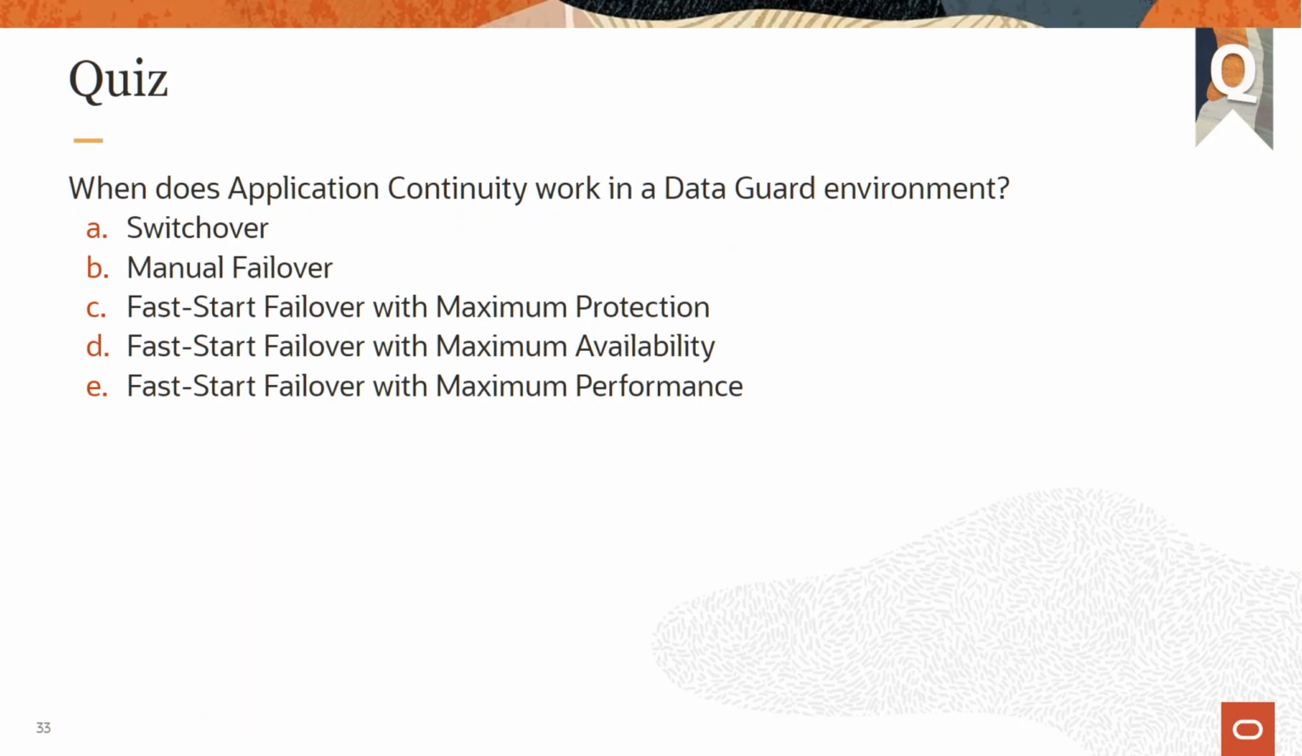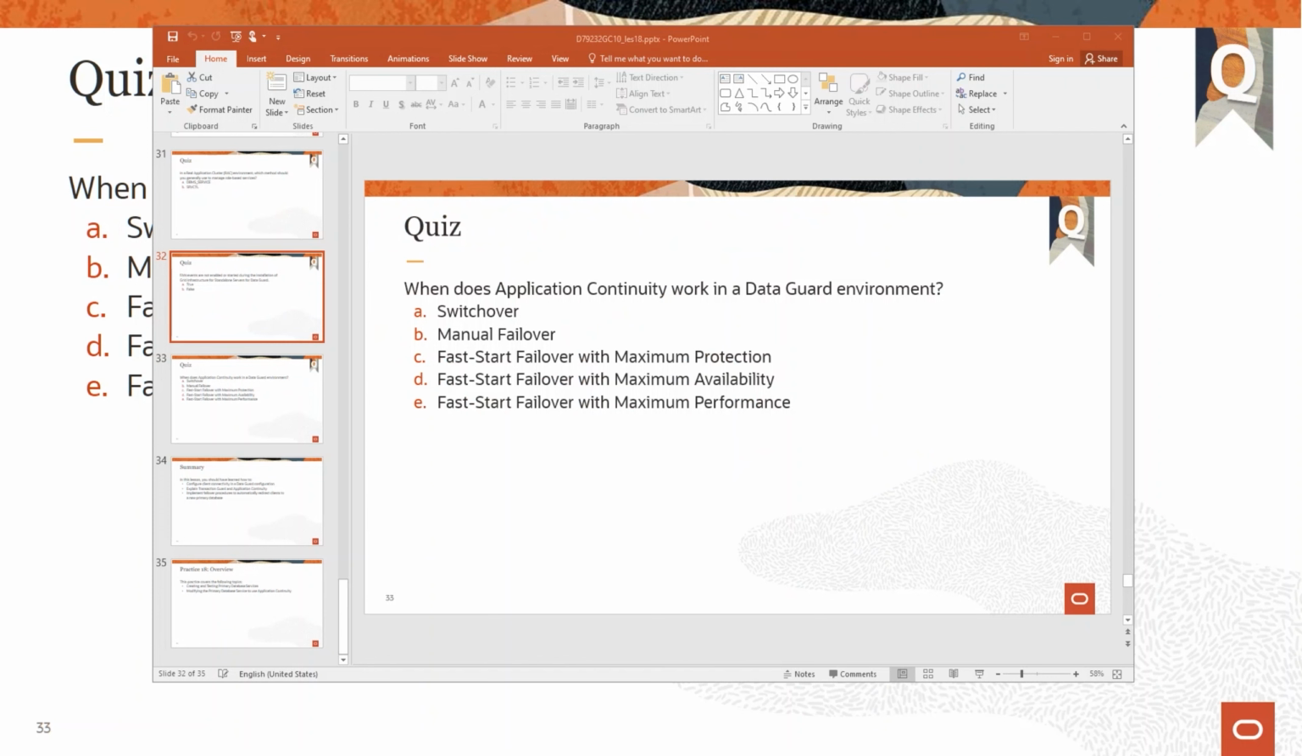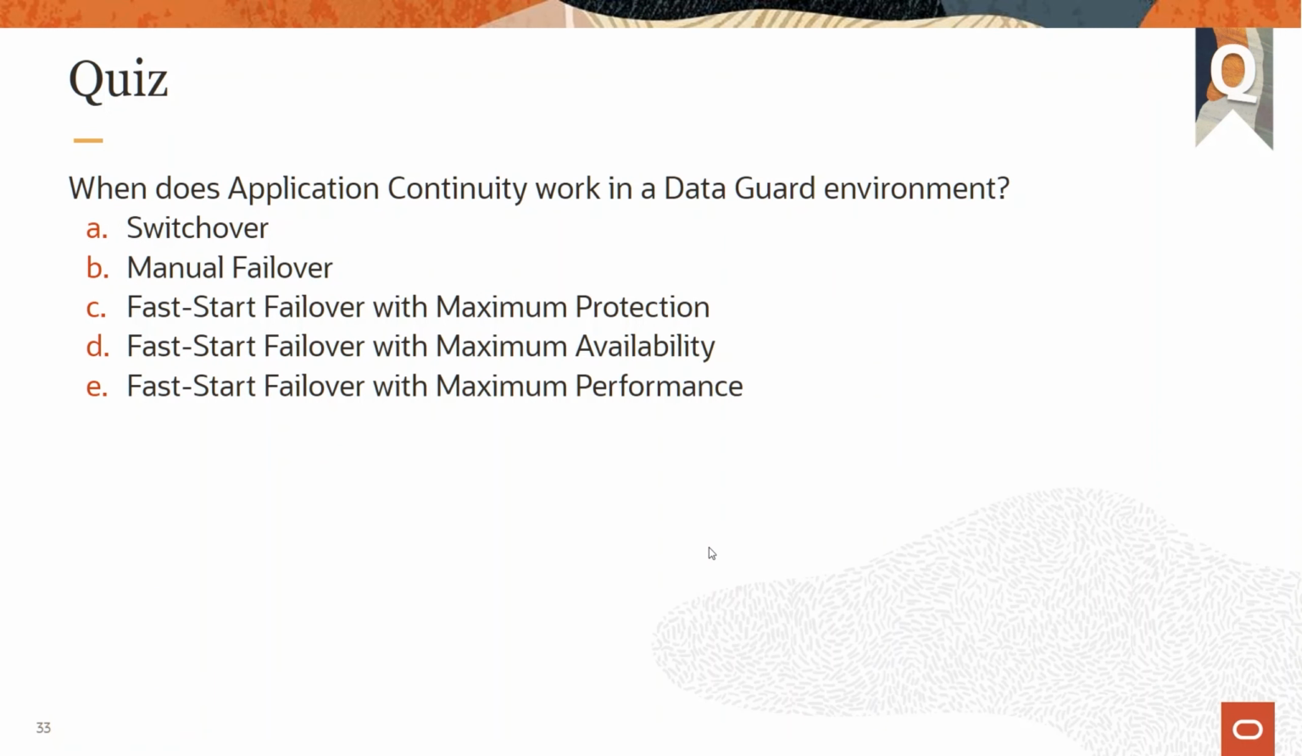And the next question is, when does application continuity work in a Data Guard environment? The answer is switchover, manual failover, and also fast-start failover with maximum availability. So the answer is A, B, and D. This is the end of lesson 18.